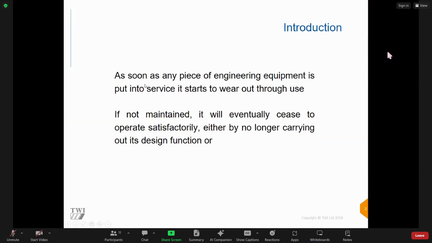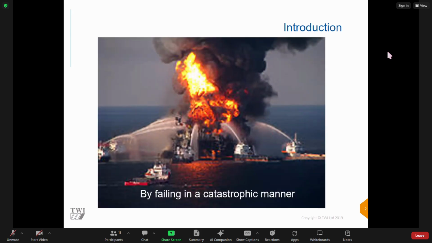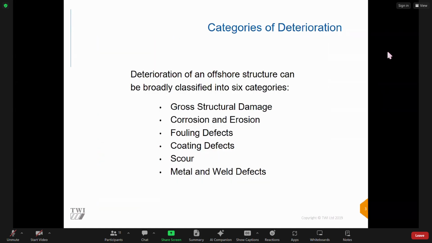As soon as any piece of engineering equipment is put in service, it'll start to wear out through use. If not maintained, it'll eventually cease to operate satisfactorily, either by no longer carrying out its designed function or by failing in a catastrophic manner, which obviously we want to avoid. Deterioration of an offshore structure is broadly classified into 6 categories: gross structural damage, corrosion and erosion, fouling defects, coating defects, scour, and metal and weld defects.